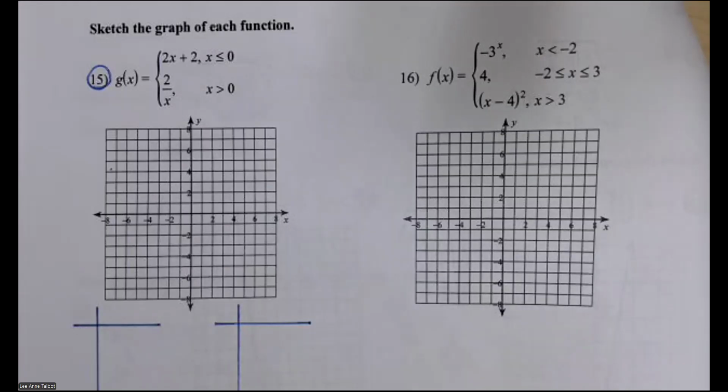Raise your hand if your Math 2 teacher went over piecewise functions. Okay, that's fine. We're going to do it together. Okay, so we're going to go over piecewise functions.